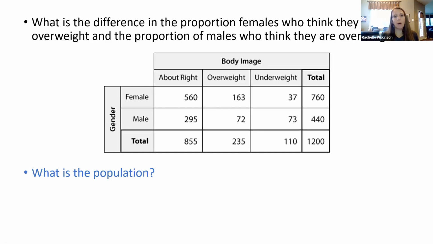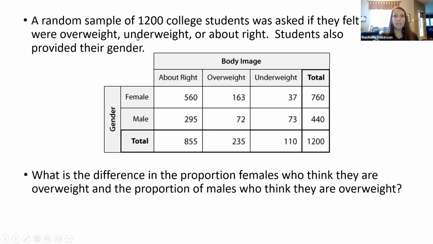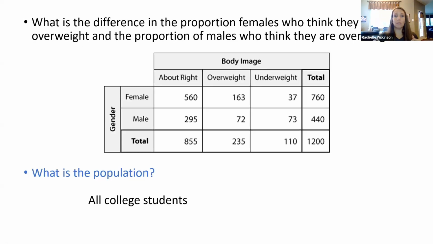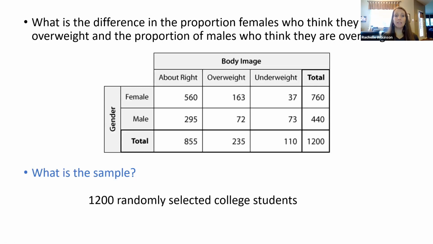And usually when we think about the population, you can use the word all. It's going to be all of some group. In this case, if we look back at our problem here, we can see that we selected our sample from college students. So our population then would be all college students. If our population is all college students, what is our sample? The sample is the subset of the population that we actually took measurements on. So in this case, it was the 1,200 randomly selected college students that we actually talked to.